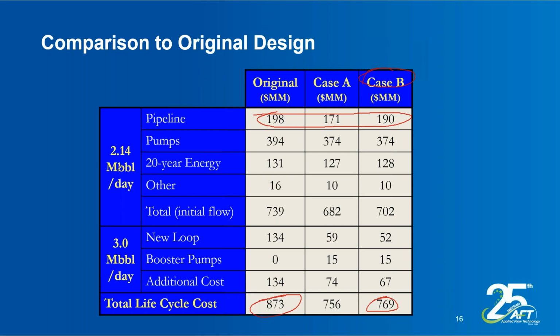So in order to accommodate the 2.5 million barrels per day for case B as additional built-in flow capacity, the pipeline wall thickness needed to be a little bit stronger all throughout. So there's about $8 million of savings here versus case A, which did not have built-in flow capacity, of 171 million. And then you can also see what the pumping costs were, the energy cost.